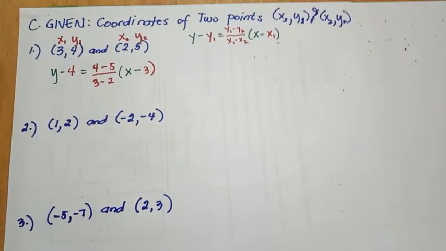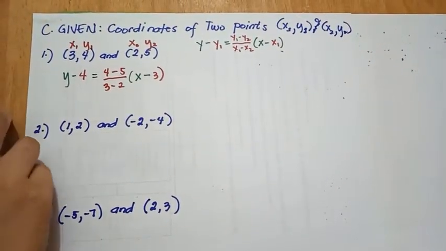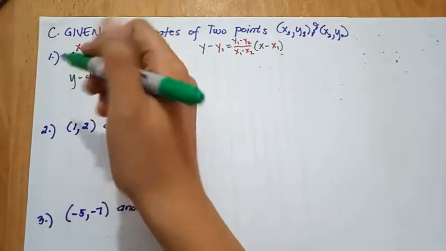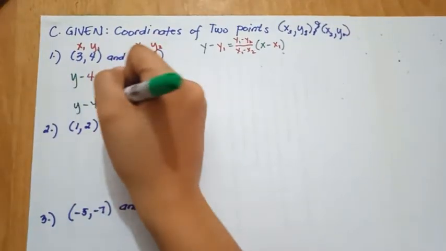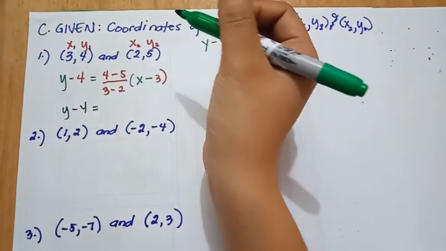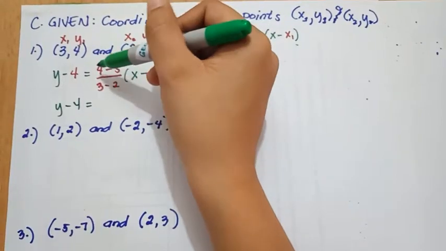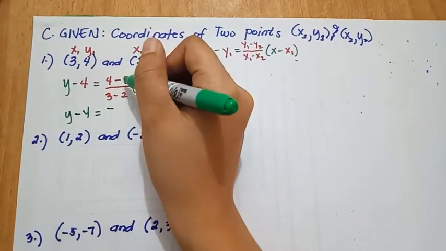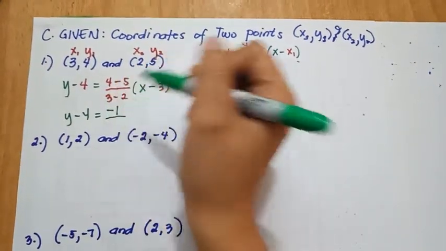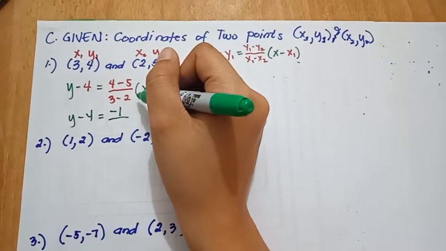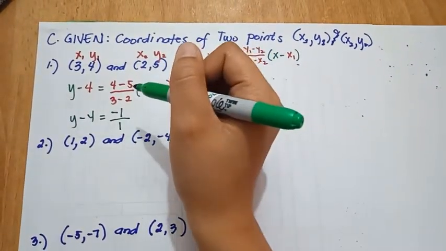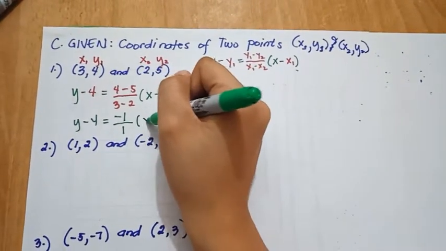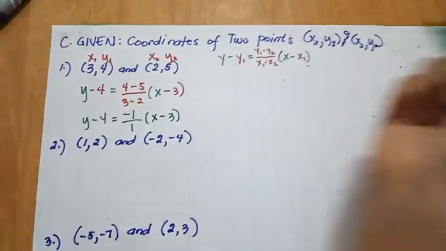So simplifying our given, y minus 4, just bring it down because we will first simplify the slope. So y minus 4 equals 4 minus 5. If you subtract a greater number from a smaller number, the result will always be negative. So negative 5 minus 4 is 1. Then 3 minus 2 is 1. Negative 1 over 1 is still negative 1. Then bring down x minus 3.